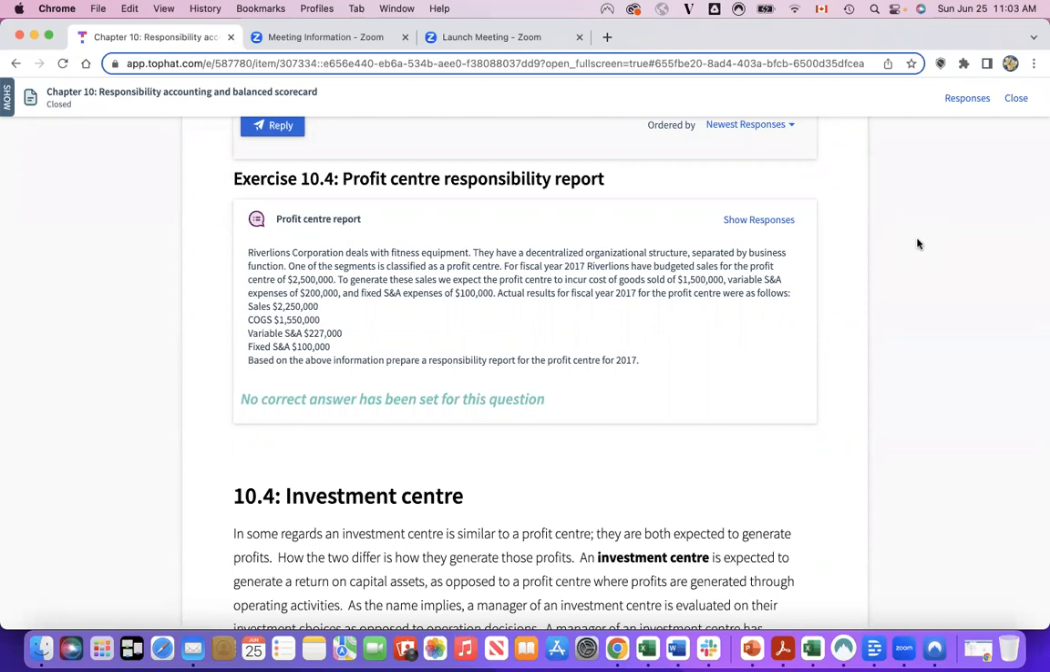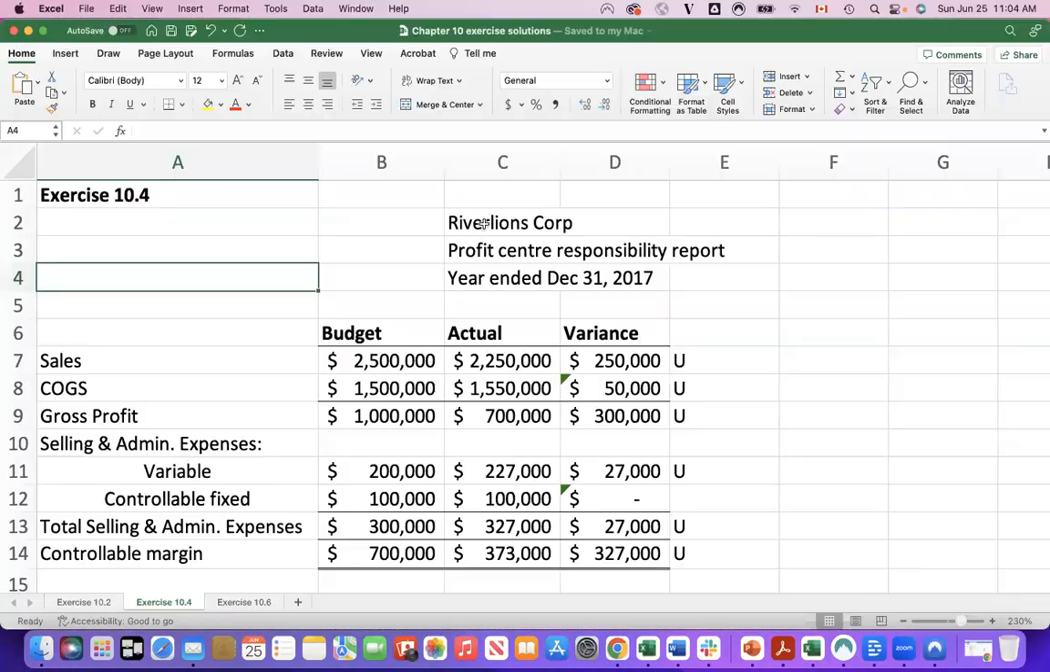To generate these sales, we expect the profit center to incur cost of goods sold of 1.5 million, variable selling and admin expenses of 200,000, and fixed selling and admin expenses of $100,000. Actual results for fiscal year 2017 for the profit center were as follows. So we can see actual sales were 2.25 million. Cost of goods sold was 1.55 million. Variable selling and admin was actually 227,000, and fixed selling and admin was 100,000. So based off of this information, we can prepare a profit center responsibility report.